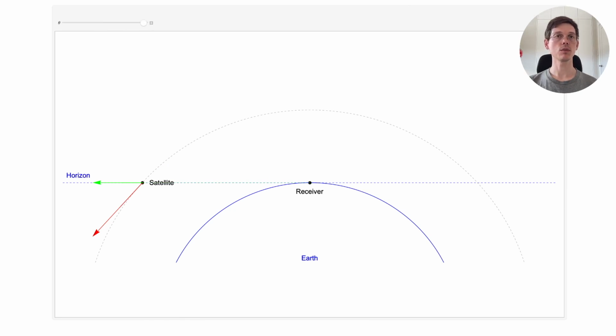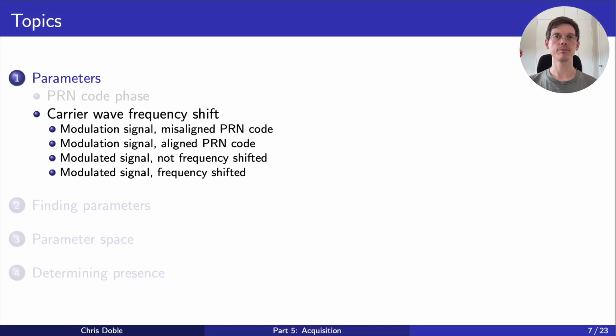Okay, so the signal's frequency can be shifted. How does that affect its strength? Well, let's step through 4 examples to demonstrate. In each example, we'll sample the satellite signal for 1 millisecond and calculate its correlation with the satellite's PRN code to determine the signal strength.